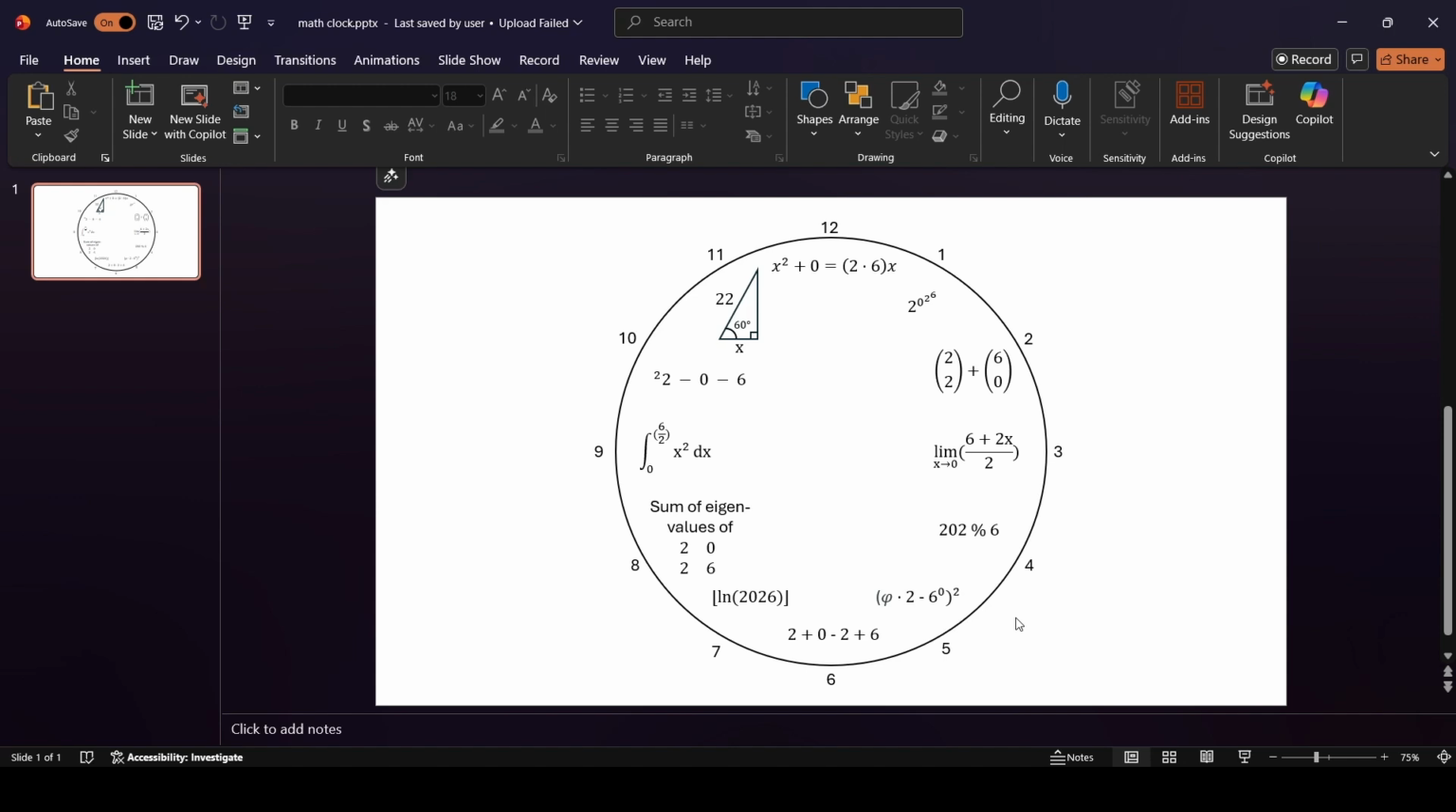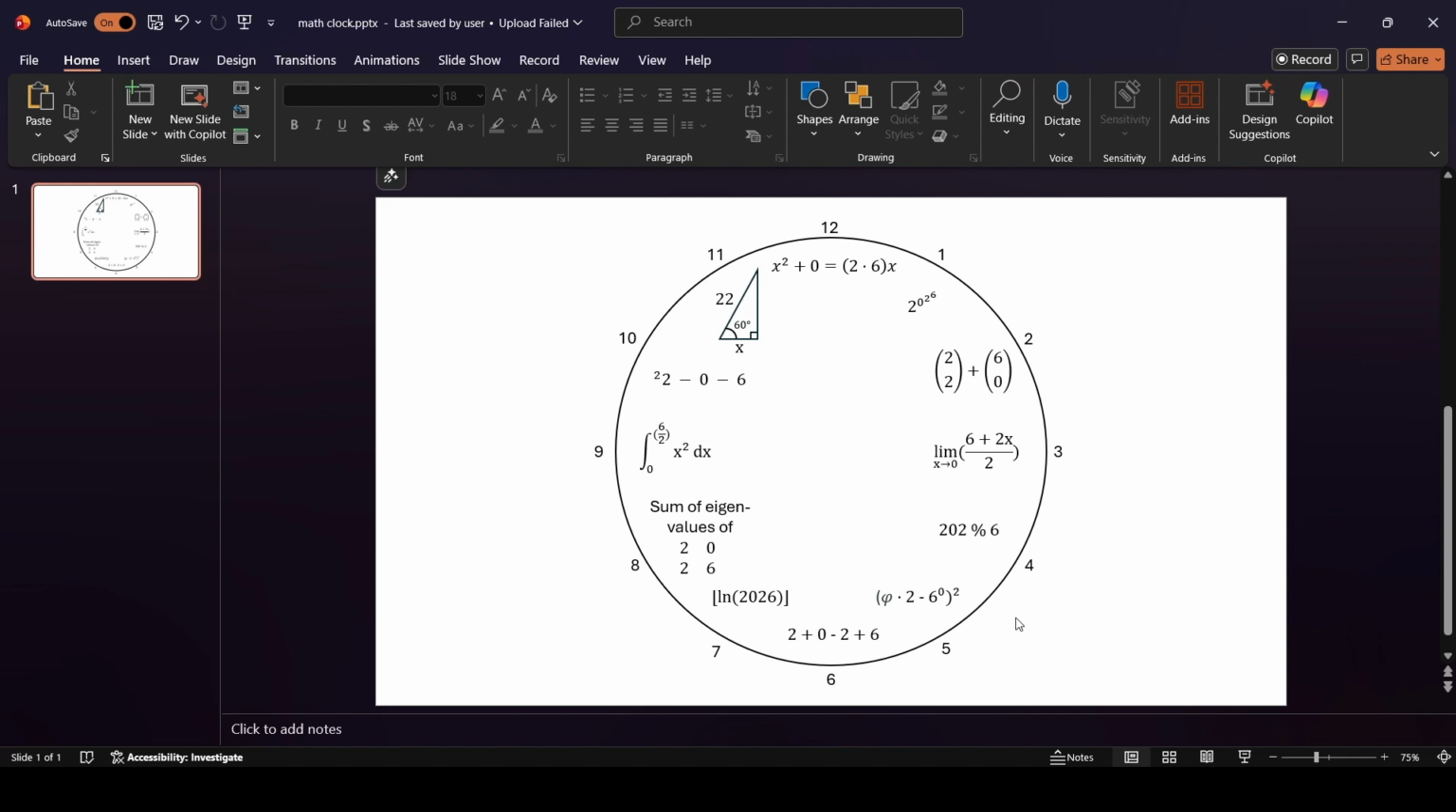So there's that. For number 7, the natural log of 2026 is around 7.6, and then on the outside there is the floor function, which just says to round it down to the nearest integer, rounding down 7.6-ish to 7. So that's why the floor of natural log of 2026 is equal to 7.